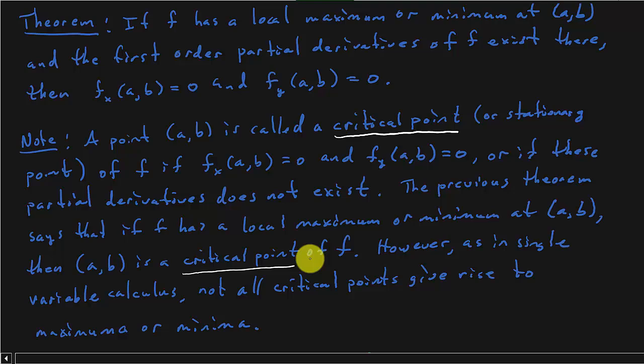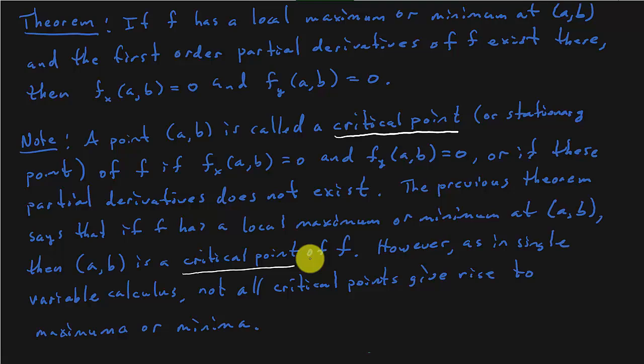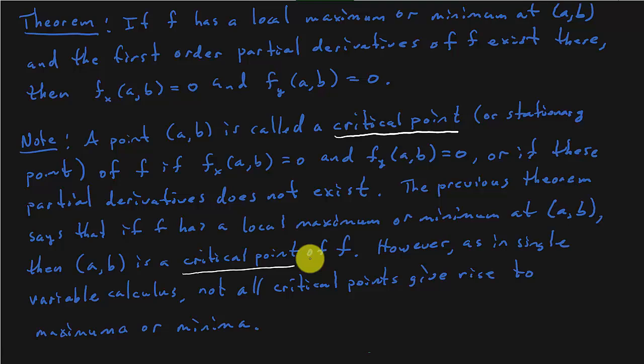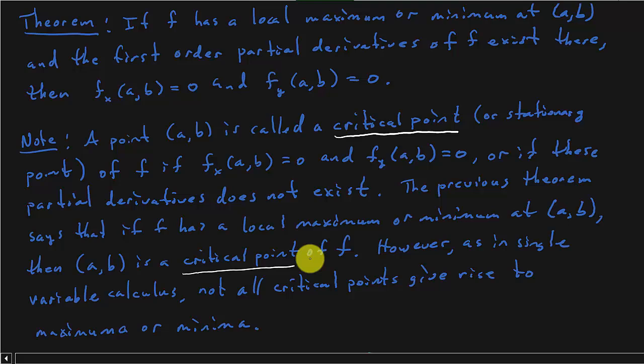However, as in single variable calculus, not all critical points give rise to maxima or minima. You saw that in single variable calculus where you would have critical numbers, but sometimes it may not be a max or min. Remember, at that critical number, when you did those tests, it might be increasing to the left and to the right of that critical number, and so there was no maximum or minimum there. So it's the same thing here.